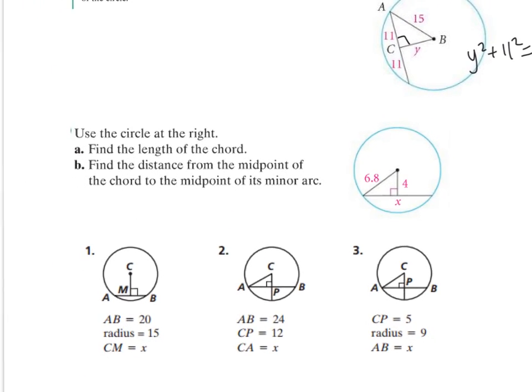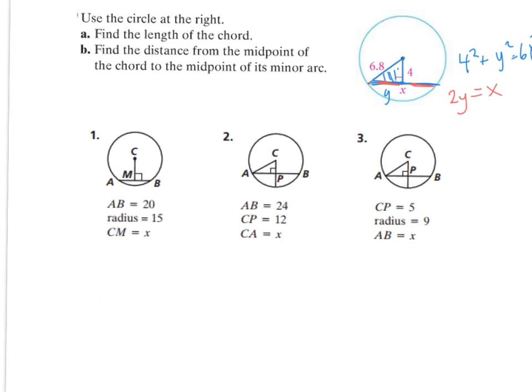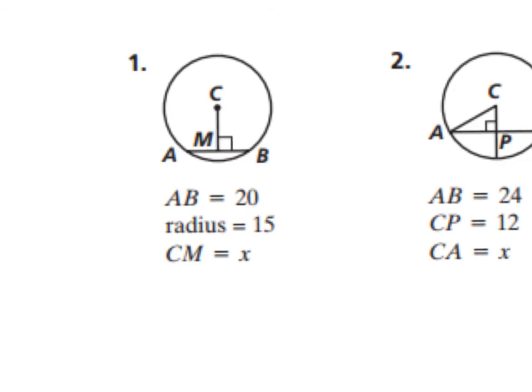So down here, find the length of the chord. So remember, the chord is this length. So to find x, what I would do is I would take this right triangle and I would do 4 squared plus, let's call this short one y, squared equals 6.8 squared. Once you solve for y, double it, because twice y equals x. That's how you can figure out what x is. And then down here we're just using these properties, all these little tiny theorems. We're applying them.